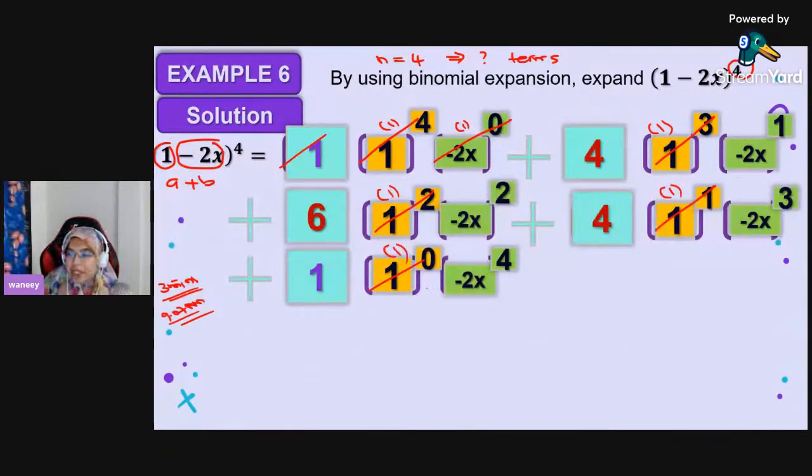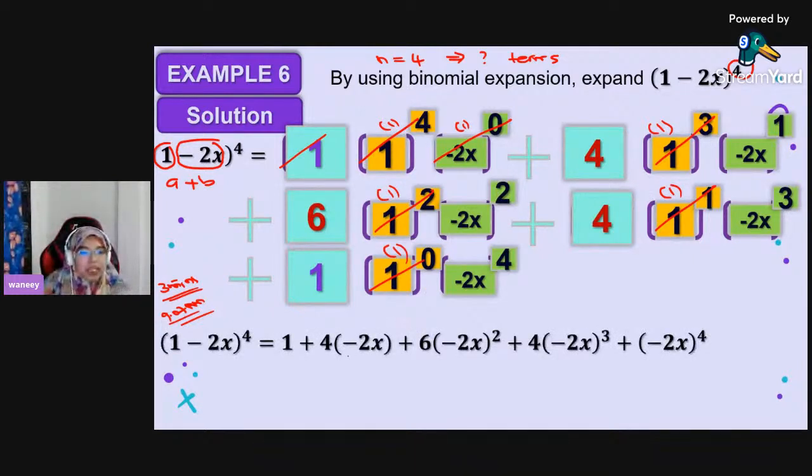So let me simplify them a little bit. What I have is 1 plus 4 multiplied with negative 2x plus 6 multiplied with negative 2x squared plus 4 negative 2x cubed plus negative 2x to the power of 4. Okay, so up until here, we need to expand them, but be extra careful. Over here, you have a multiplication inside of the square. Therefore, you should apply the square one by one.